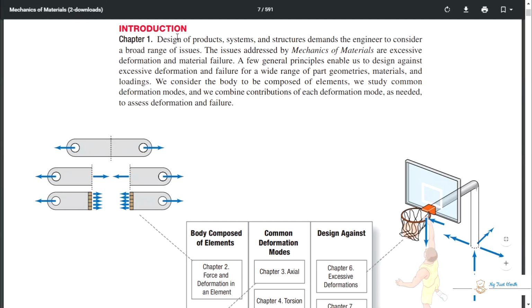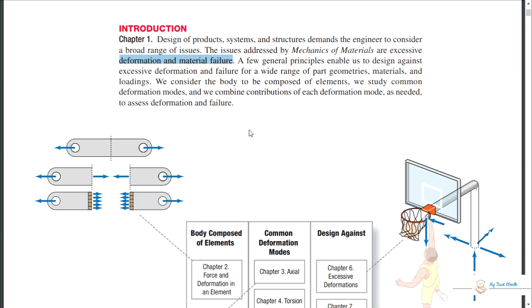So in chapter 1, design of products, systems and structures demands that engineers consider a broad range of issues. So real-time issues, how they are being addressed by mechanics of materials, and the issues addressed by mechanics of materials are excessive deformation and material failure. So these are the basic fundamentals which we are studying in Mechanics of Materials, that is, how your physical bodies behave or react to the outer forces. A few general principles enable us to design against excessive deformation and failure. So all your members have to be designed against these deformations or failures.